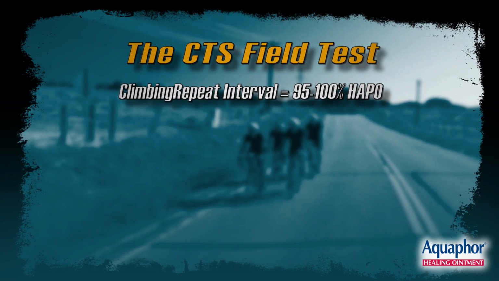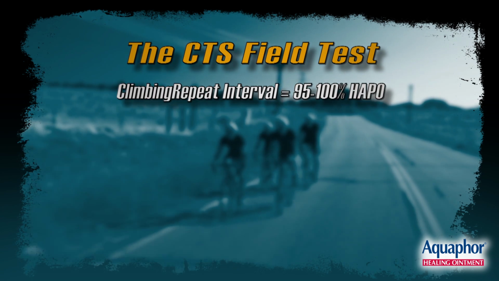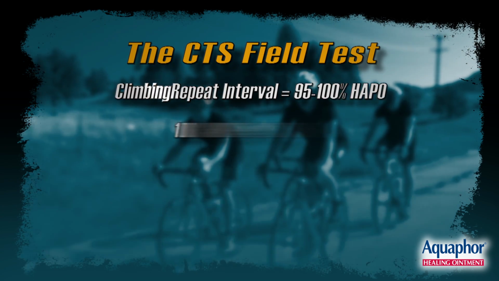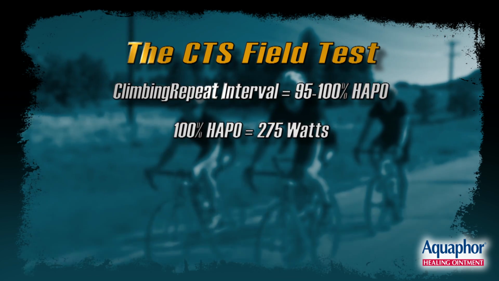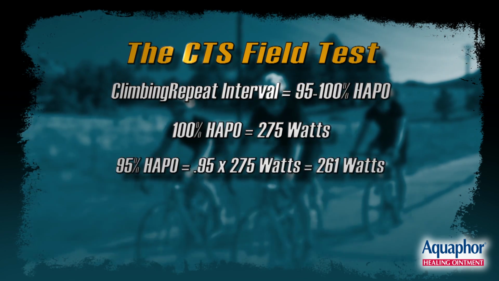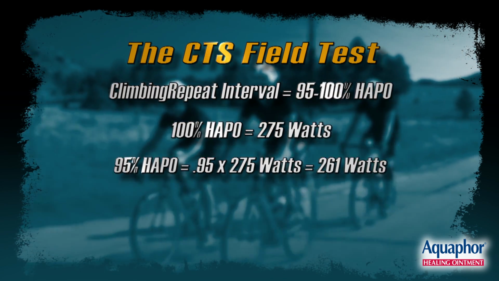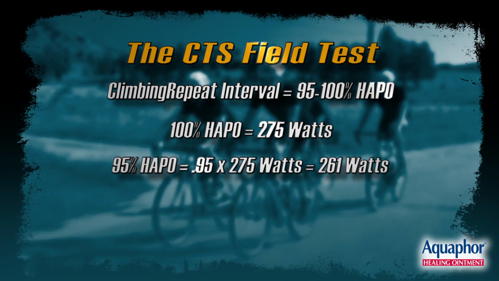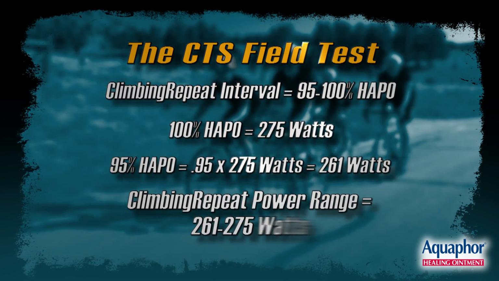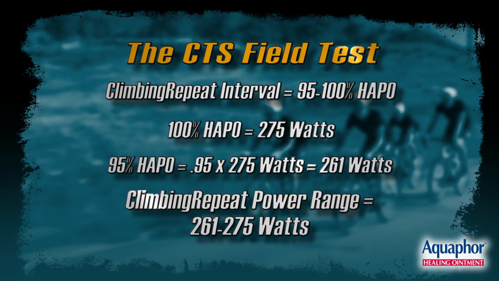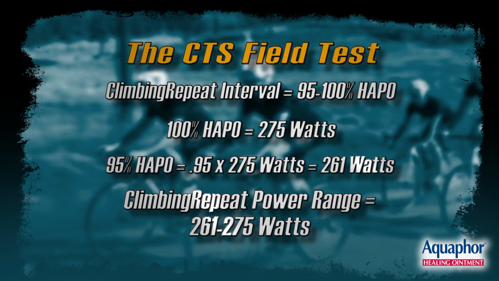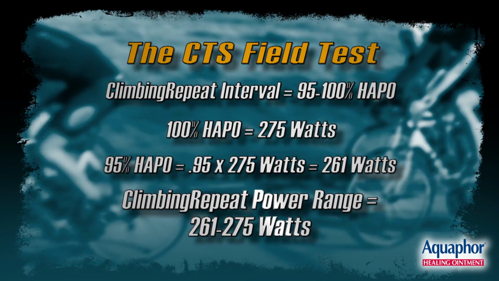For instance, the intensity for climbing repeat intervals is 95 to 100% of your field test power. So if 275 watts represents the higher of your two power outputs from the test, your climbing repeat range would be 261 to 275 watts.